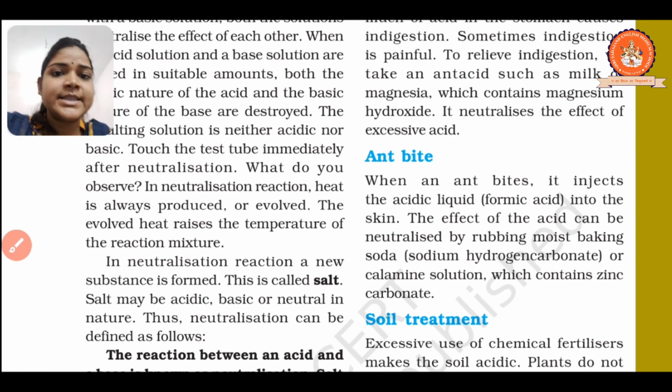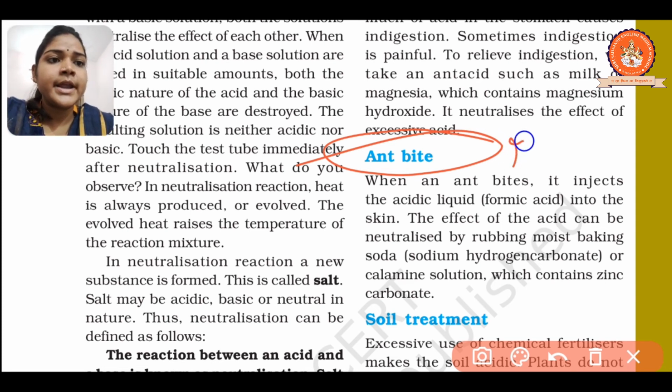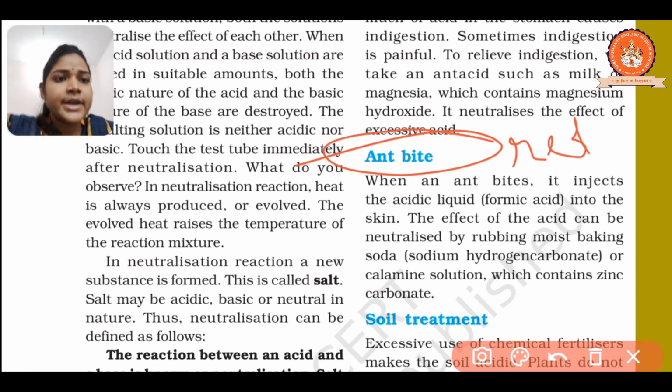Now the next is ant bite. When an ant bites our skin, mostly the red ant, it injects an acidic liquid, formic acid. The chemical formula of formic acid is HCOOH. At that time we feel swelling or itching on our skin.